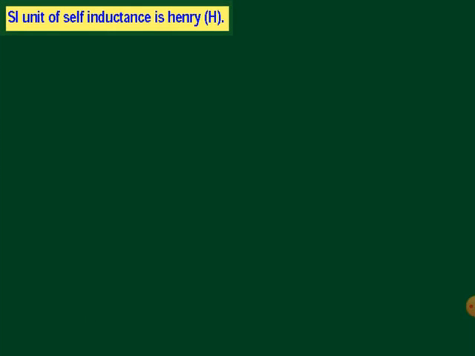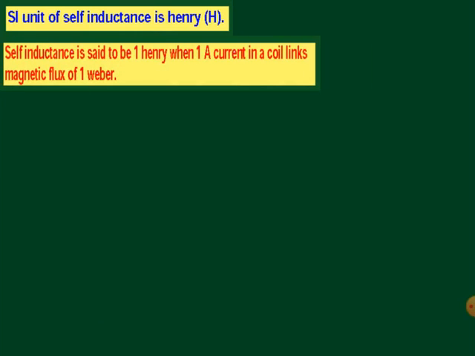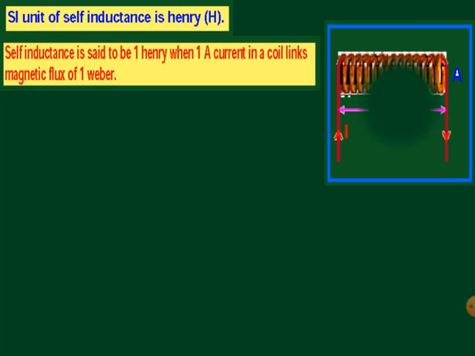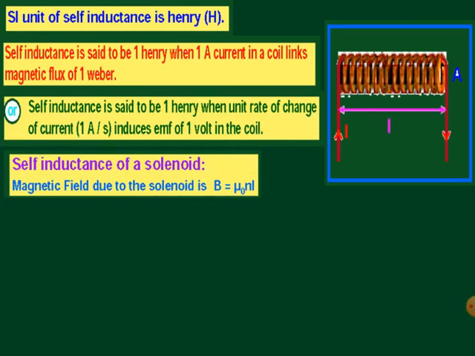So what is the SI unit of self-inductance? Henry. Self-inductance is said to be 1 Henry when 1 ampere current in a coil links magnetic flux of 1 Weber. Got it? It is very easy and it comes from that definition, from that expression only.